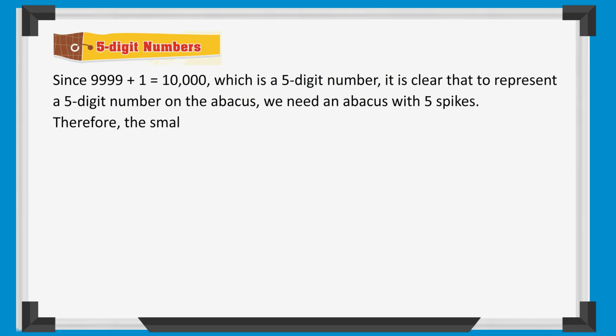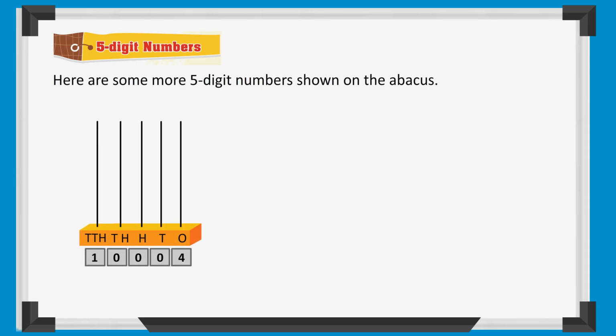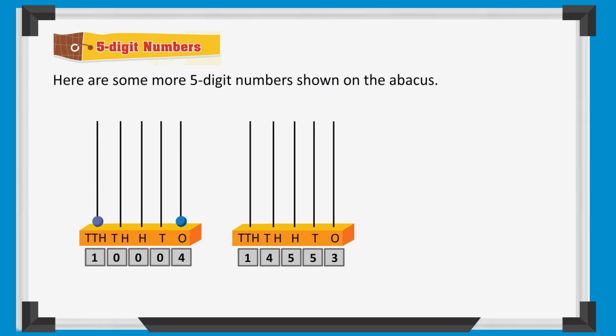Therefore, the smallest 5-digit number, 10,000, is represented on the abacus as shown here. Here are some more 5-digit numbers shown on the abacus.